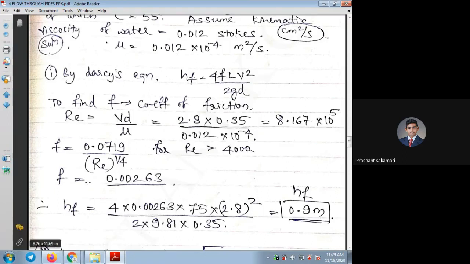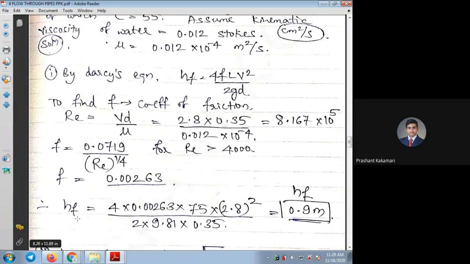So friction factor here I'm getting around, sorry, not friction factor, it is coefficient of friction. I'm getting 0.00263 as the coefficient of friction. This coefficient of friction will help us to find the head loss due to friction in the Darcy-Weisbach equation.